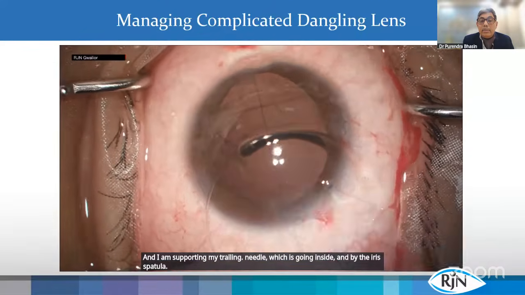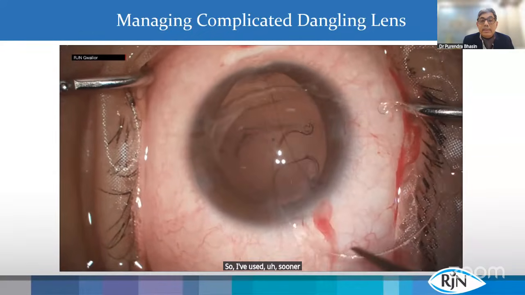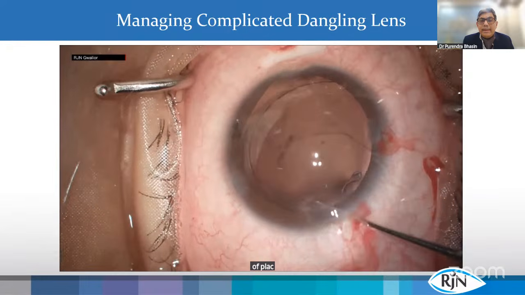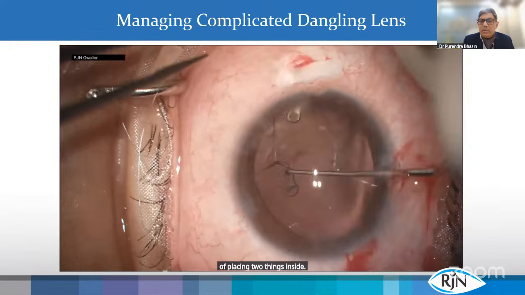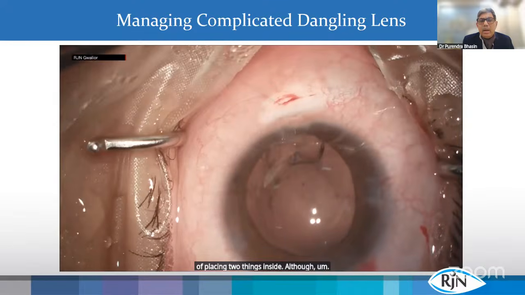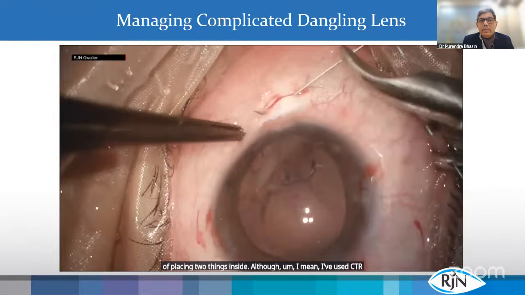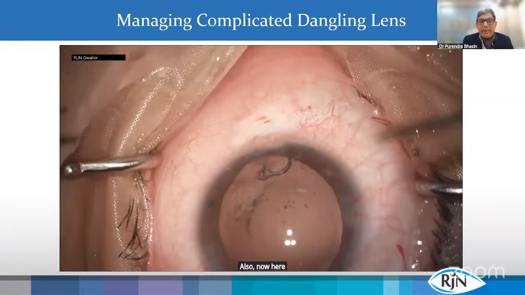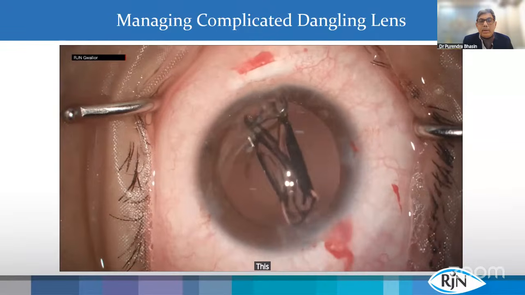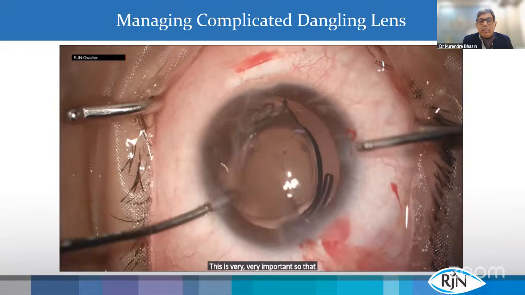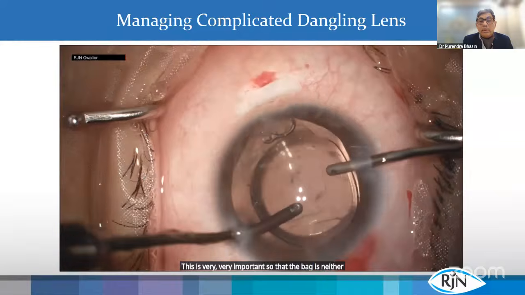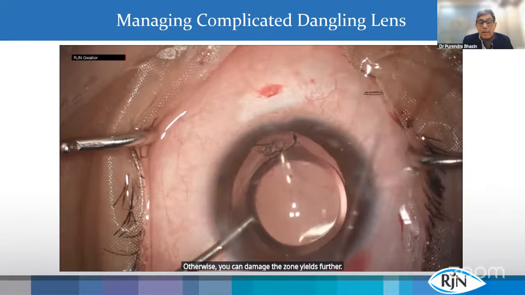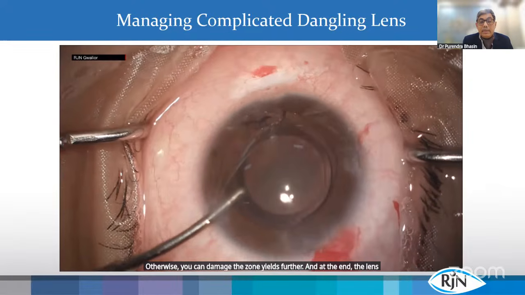So I've used a Sione ring, which saves my time of placing two things inside. Although, I've used a CTR with the CT segment also. Now here you have to titrate the bag. This is very, very important so that the bag is neither too loose nor too tight. Otherwise, you can damage the zonules further. And at the end, the lens is very well in the bag.